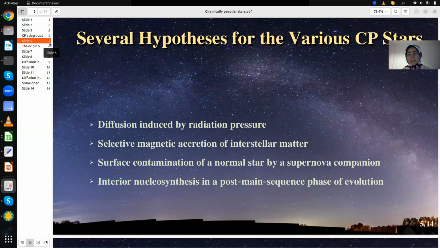There are several hypotheses for the various CP stars proposed during the past few years: diffusion induced by radiation pressure, selective magnetic accretion of interstellar matter, surface contamination of a normal star by a supernova companion, and interior nucleosynthesis in a post-main sequence phase of evolution. The physical processes invoked in those hypotheses are extremely complicated and require consideration of a variety of observational data in addition to the abundance anomalies themselves.